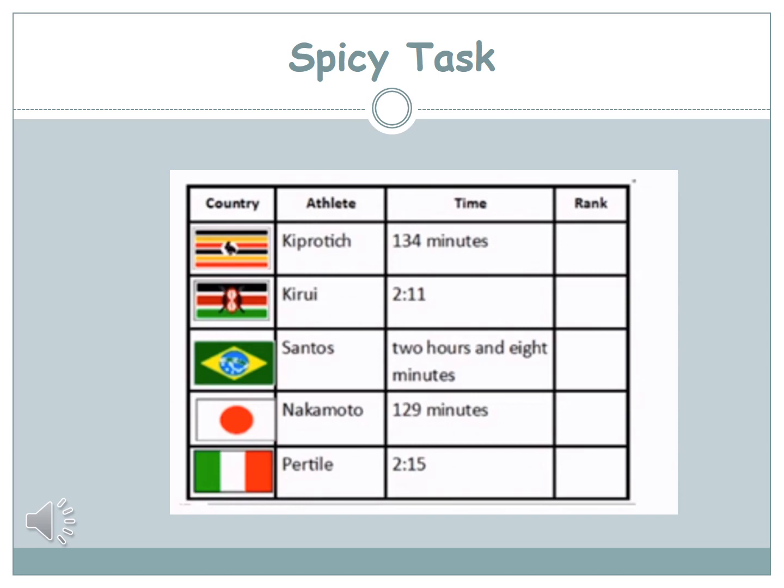So for the spicy task today, your first mission is that you need to order the times from slowest to quickest. See who won the race quicker. Before you can do that, you will need to put the times into the same time format. You can see that some of them are in minutes, some of them are in hours, and some of them are in the short ones. They've got the colon. You've got 2 hours, 11 minutes. It doesn't matter which one you choose, but you need to choose one format and make sure they are all in the same format, so then it will be easier to order them. Show your working out in your books, please, and then explain how you did it. Well done.